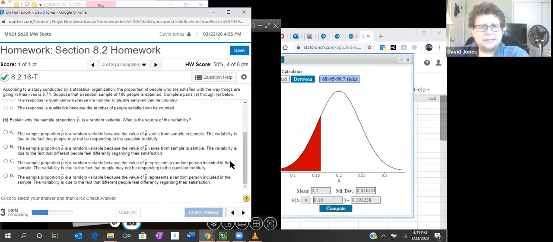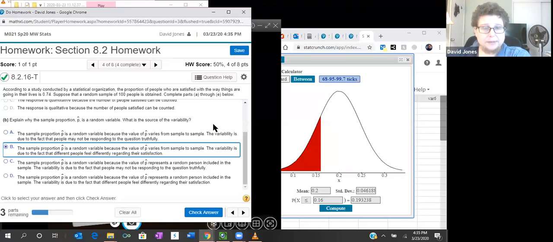Let's take a look at B. The sample proportion p hat is a random variable because the value of p hat varies from sample to sample. Again, that's true. The variability is due to the fact that different people feel differently regarding their satisfaction. That's definitely true. Each of us feels differently. I'm feeling very, very good about B, but I'm going to take a look at C and D.